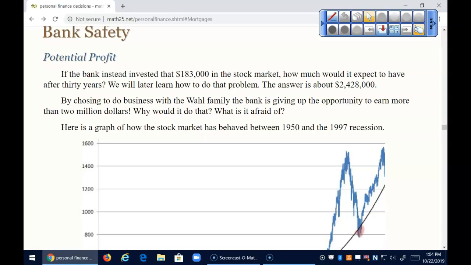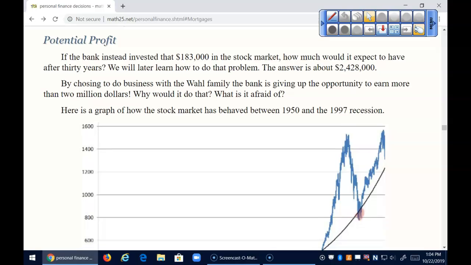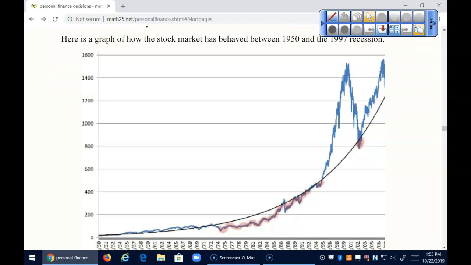And the answer is that the stock market jumps up and down. Here's a picture of how it behaved from 1950 until the 1997 recession. Sometimes it's above its average, sometimes it's below. Overall, it increases. So if the people that are loaning money to the bank wanted their money out when it was below its average, the bank would be losing money. If the people that were loaning money to the bank only made withdrawals when it was above average, that would be great for the bank. But the bank doesn't get to pick.